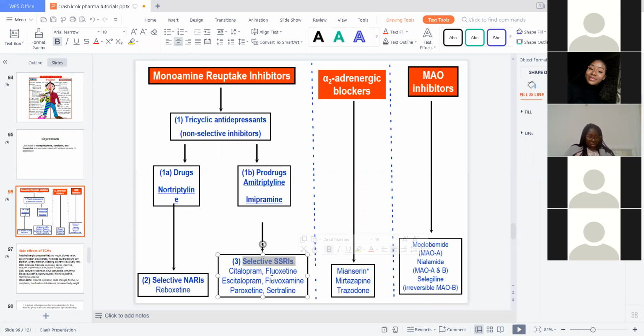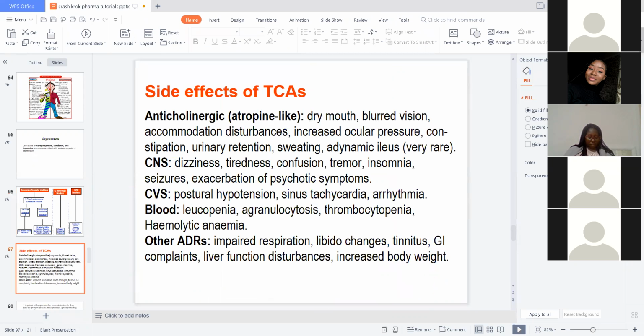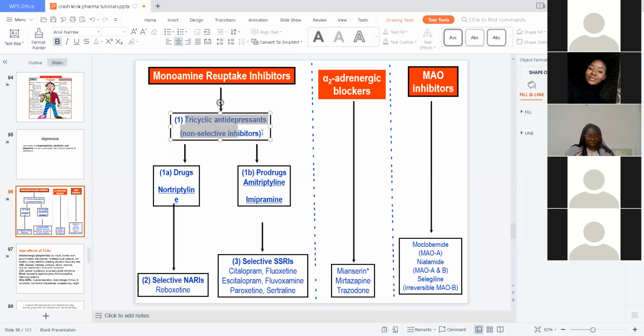So these drugs are also going to treat depression. Examples are citalopram or fluoxetine. Take note of this, fluoxetine is a popular question. Okay, so moving on. The effect of overdose of tricyclic antidepressants.